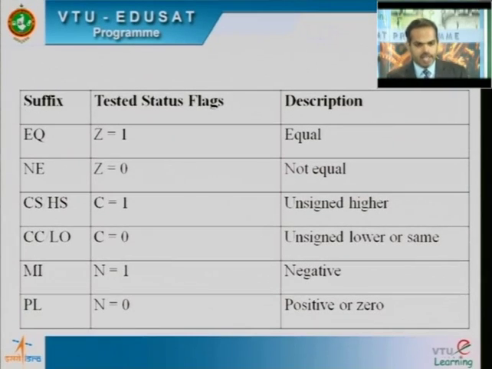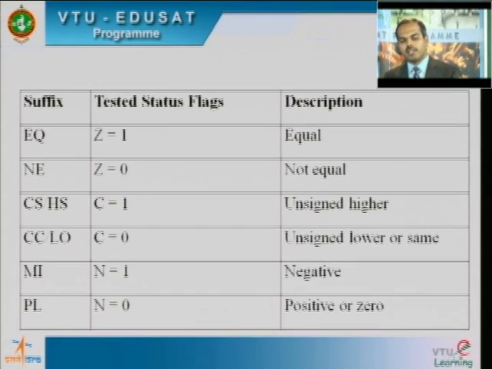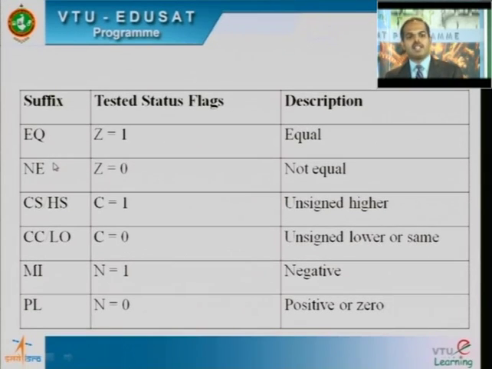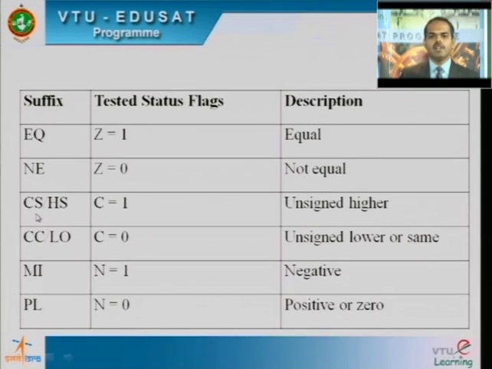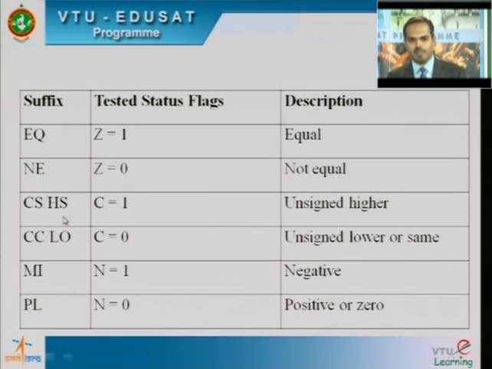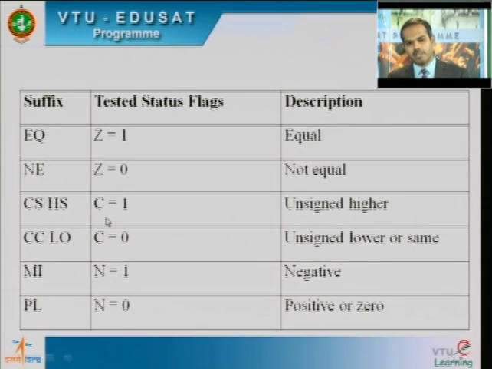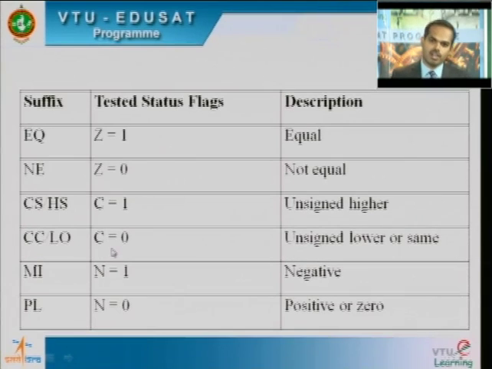One example that we have taken is EQ. EQ is one condition that depends on Z equal to 1. Similar to EQ, there is NE. NE is a condition when Z equal to 0. Similar to that, there is CS or HS, which is unsigned higher or same. How do we check whether the number is higher or lower? This is based on whether, when we subtract the two numbers, the carry is set; then we say the number is higher. If the carry is 0, then the number is lower or it might be equal.